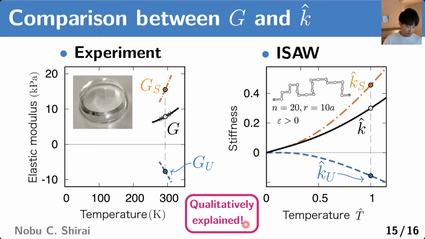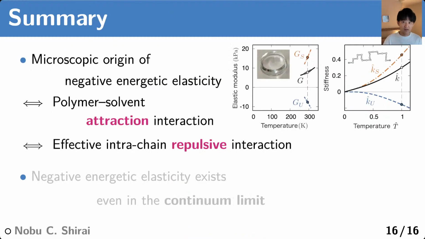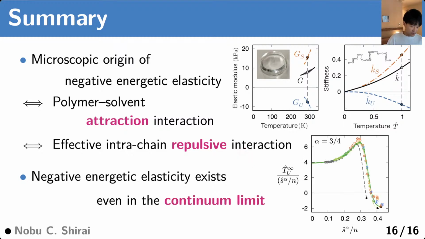To summarize the talk, the microscopic origin of negative energetic elasticity is the attractive interaction with solvent molecules, which can also be said to be an effective intrachain repulsive interaction. And this could show the generality of negative energetic elasticity. I didn't talk about this, but we also show the existence of negative energetic elasticity in the case of the continuum limit. If you are interested, please check the paper.